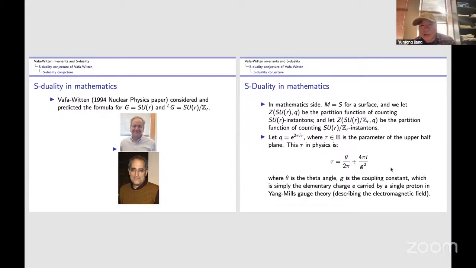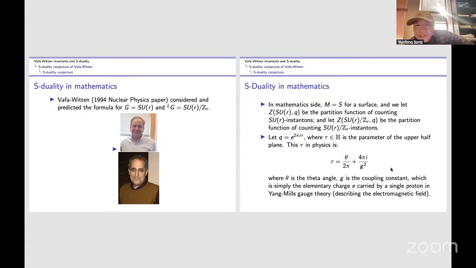So S-duality here means, in the algebraic geometry world, I take M to be an algebraic surface S, which over C is two-dimensional, and over R is a real four-manifold, okay? Let's make a notation: Z_SU(r),q is the partition function of SU(r) instantons, and SU(r) mod D_r will be the partition function of SU(r) mod D_r instantons. We will make this rigorous in a mathematical sense, okay? And here q equals e^(2 pi i tau), where tau is the parameter of the upper half plane.